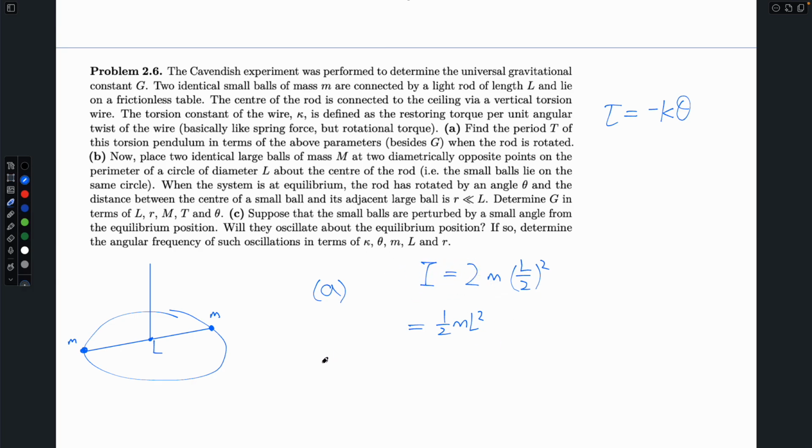Okay, and then I theta double dot is just equal to negative k theta. So the period is 2 pi over omega, which is equal to 2 pi, because the angular frequency is the square root of k over I.